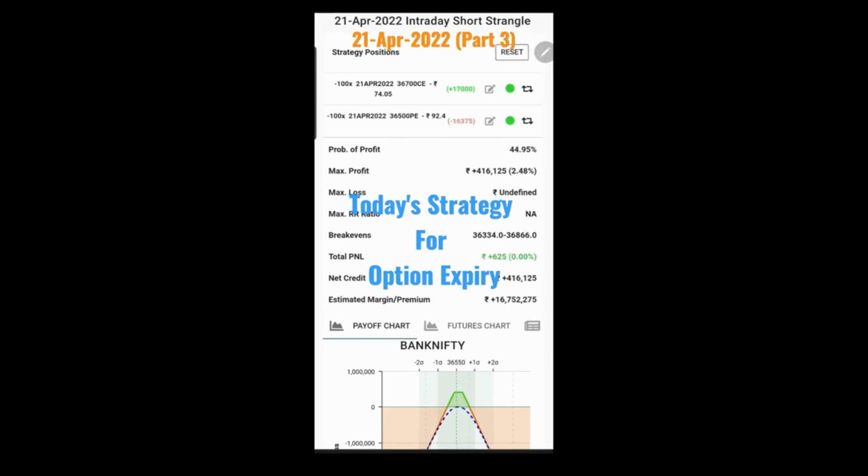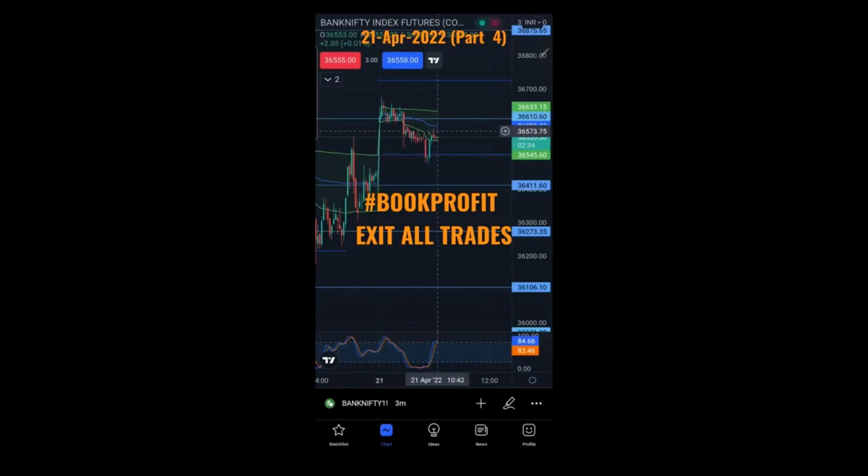In short Strangle, we have put in 36,700 call short and 36,500 put short. We are currently looking at 6,625 rupees profit. So we are exiting our trade and we are not making much profit today on the option expiry of 21st, but we are going to put another strategy of next week and take another trade.